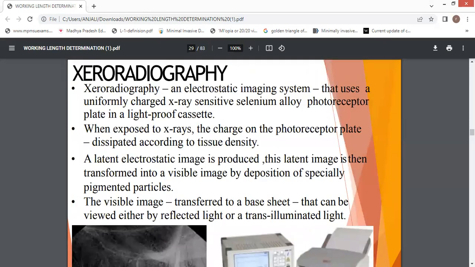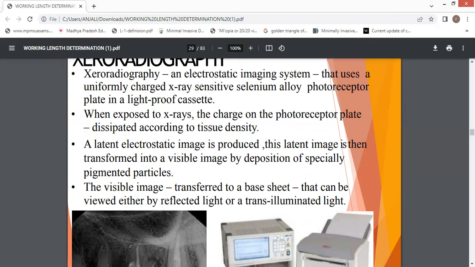Xeroradiography. An electrostatic imaging system that uses a uniformly charged X-ray sensitive selenium alloy photoreceptor plate in a light-proof cassette. When exposed to X-rays, the charge on the photoreceptor plate dissipates according to tissue density. A latent electrostatic image is produced. This latent image is then transformed into a visible image by deposition of specially pigmented particles. The visible image is transferred to a base sheet that can be viewed either by reflected light or trans-illuminated light.